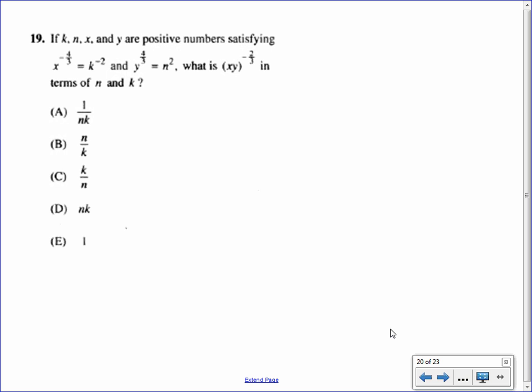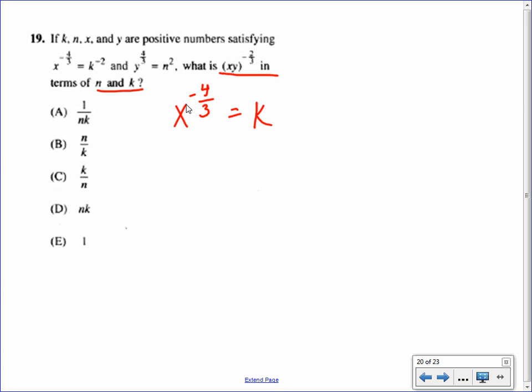Okay, so you will see some of these tricky exponent problems later on in the math section. So if you're trying to get a score in the high 600s or 700s, then you want to be sure that you're comfortable with this concept. Okay, so we want to express x and y in terms of n and k.